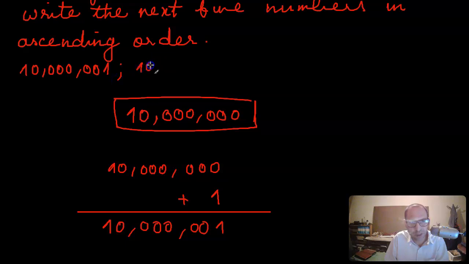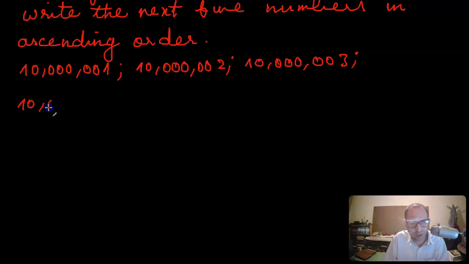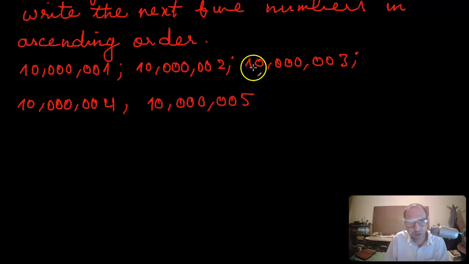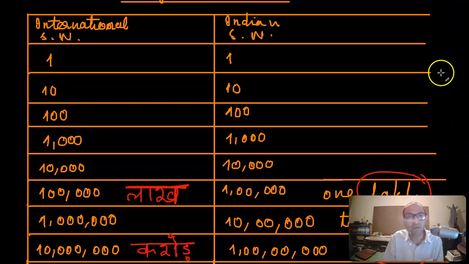Then you have 10 million 2. Then you have 10 million 3. Then you have 10 million 4. Then you have 10 million 5. So that's 1, 2, 3, 4, 5 numbers, right? So that is some material related to large numbers and their counterparts in the Indian system of numeration. Thank you.